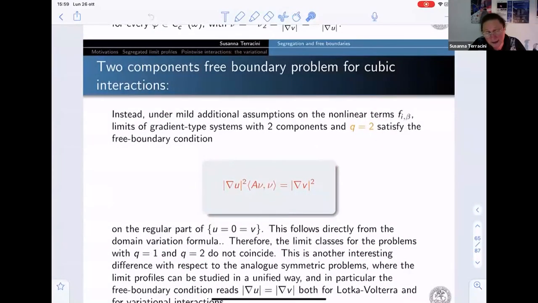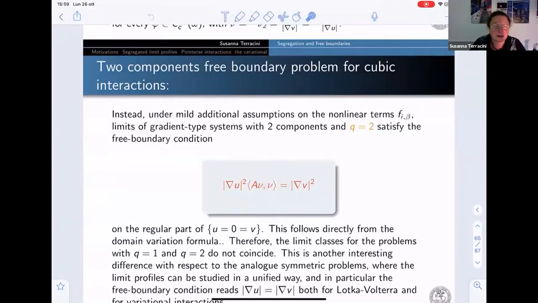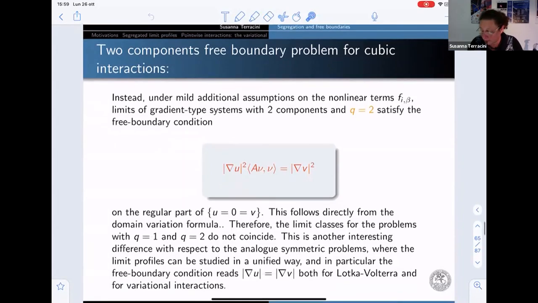This is again interesting because when A is the identity, where there is no switch of the diffusion matrix across the interface, the reflection law is just the equality of the gradients. So here again, we can embed the problem in a larger class of problems where there is indeed a difference between the reflection laws. Okay, sorry, I have talked too much.